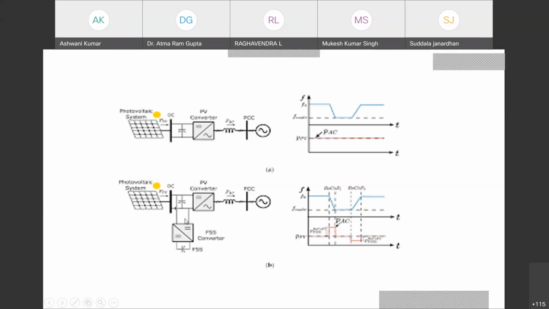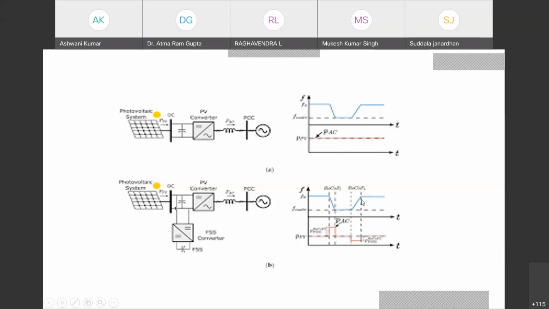But if we have fast storage converters connected to the system, then they can act very fast here. You see, whenever there is a change in frequency, the rate of change of frequency is quite high here. So this rate of change of frequency can be controlled by the fast storage element by putting constant power into the system very fast. So this is how they will control here.